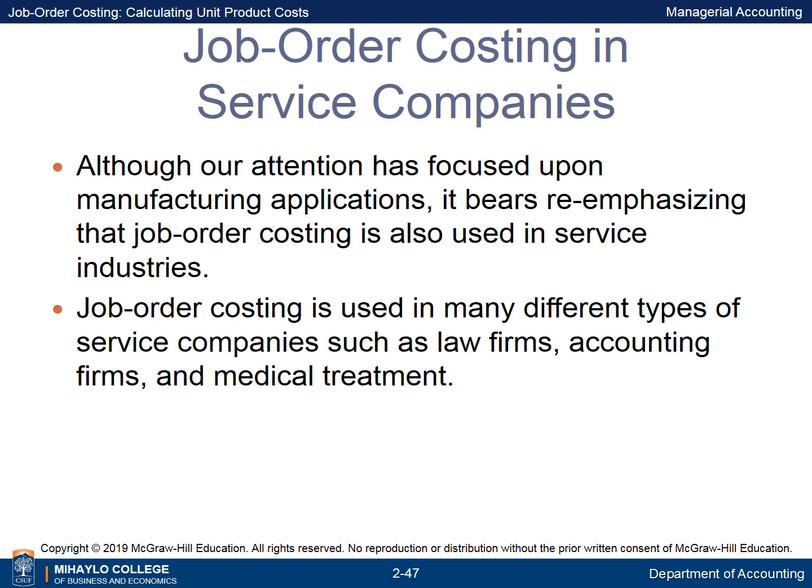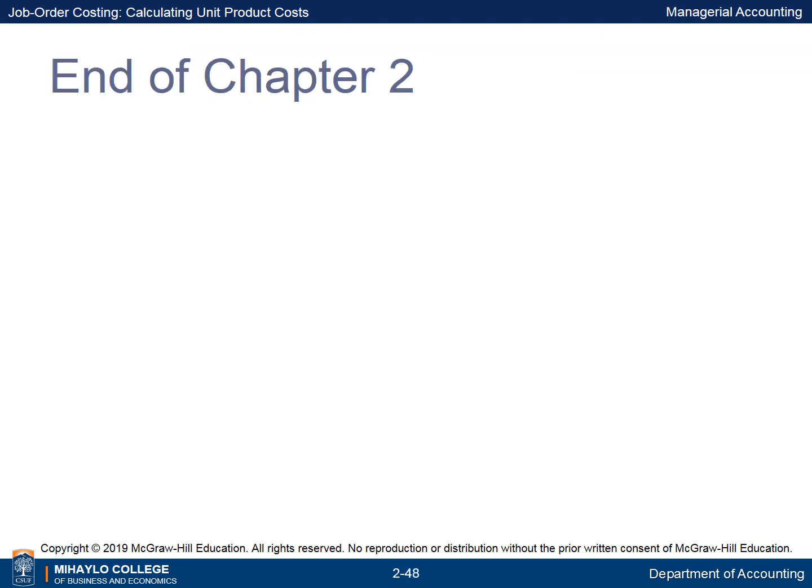Although our attention is focused upon manufacturing applications, it bears re-emphasizing that job order costing is also used in service industries. Job order costing is used in many different types of service companies, for example, law firms, accounting firms, and medical treatment. End of Chapter 2.